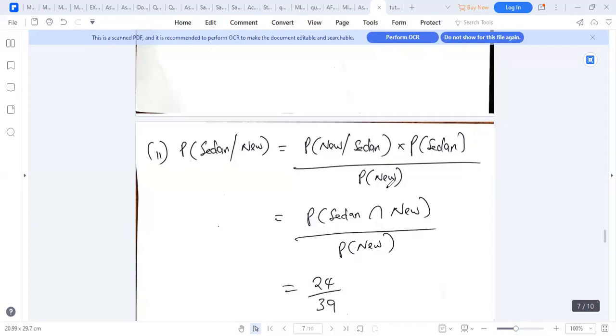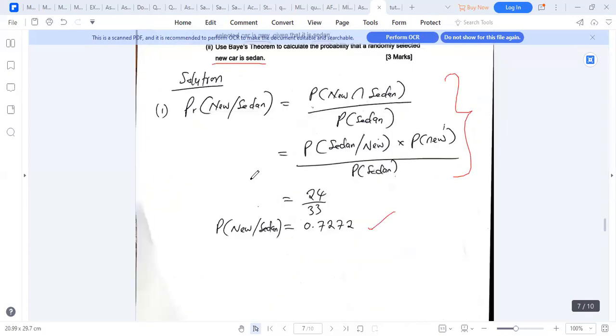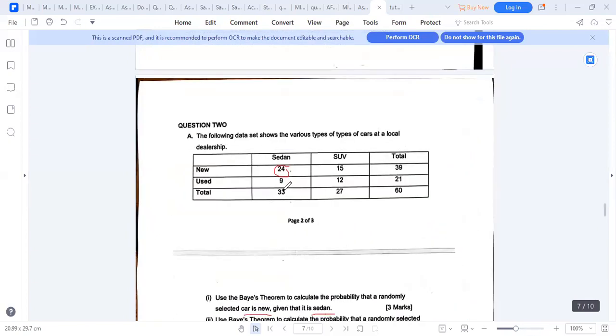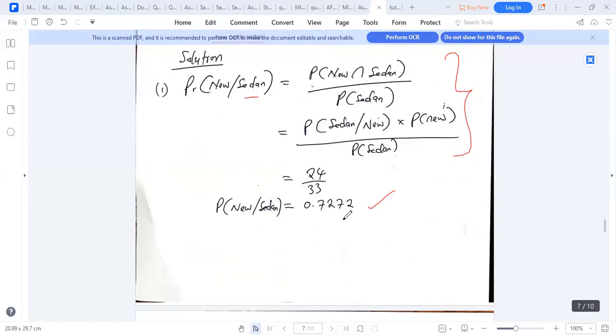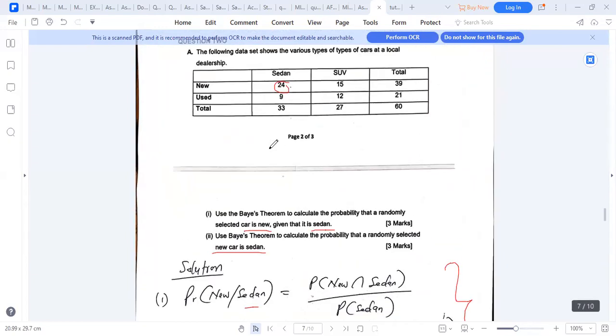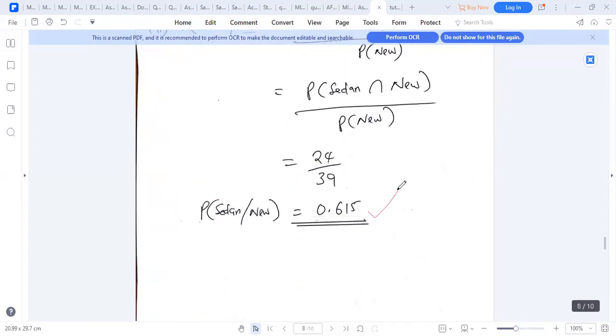So the new is down there, then here's new given sedan times sedan. But all you need to know is that they're meeting at 24, and the total for the bottom guy is new, which is 39. So 24 out of 39, sedan given new, which is 0.615. Are we following? I've got a question, Mr. Collins.